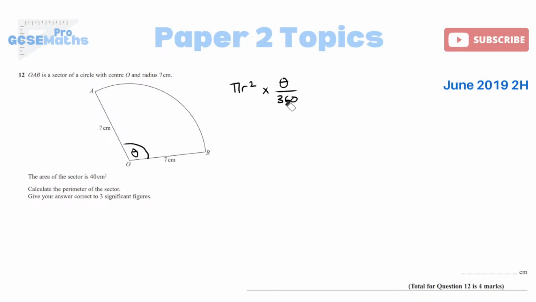Anyway, so here I can set this up and write, I actually know what the radius is, which is 7, isn't it? So I've got pi times 7 squared. I don't know the angle, but I do know the answer is 40. So I'm setting up an equation. And now all we need to do is just rearrange this, because the only thing that I can do is find out the angle, isn't it? There's nothing else I can do.